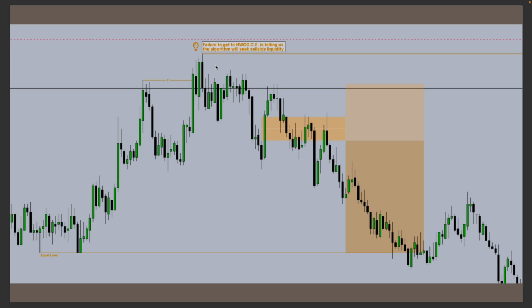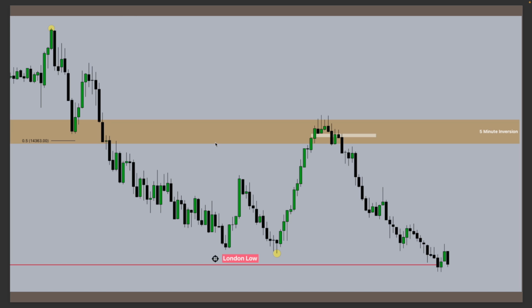Into a higher time frame PD array, displacement away. The cherry on top is the failure to get to the new week opening gap CE. But like I stated, we can discuss that in a further video. And then this failure of this BISI is the last thing I require to show me that it's going to go lower, because it did not respect this. Okay.